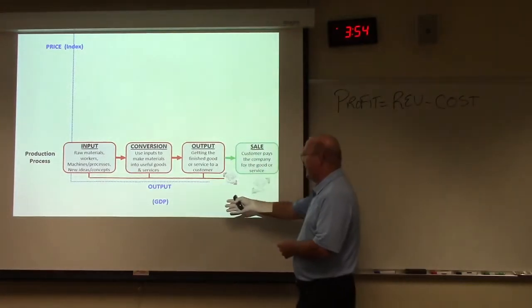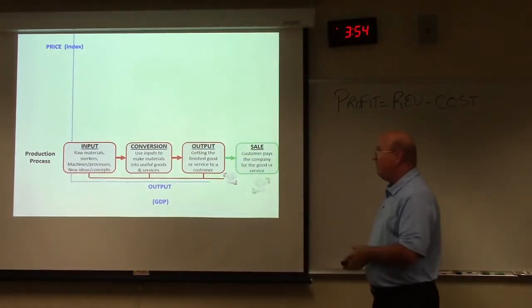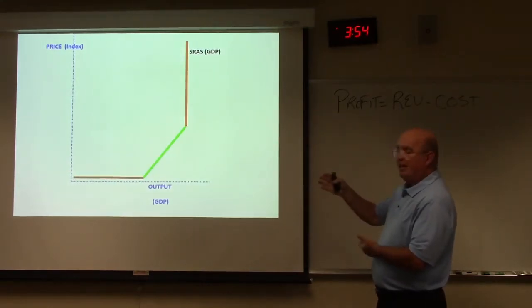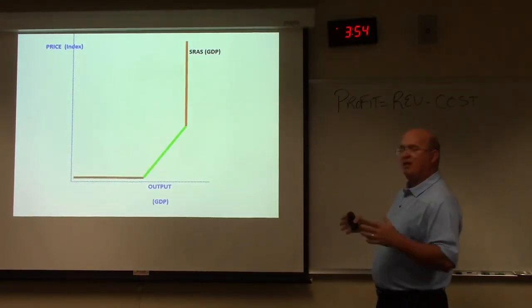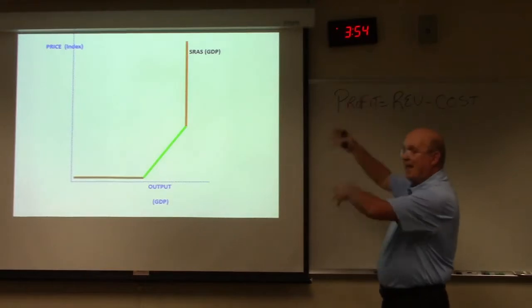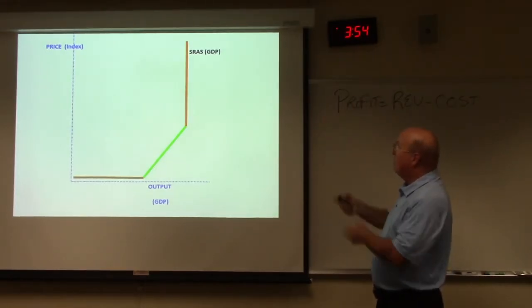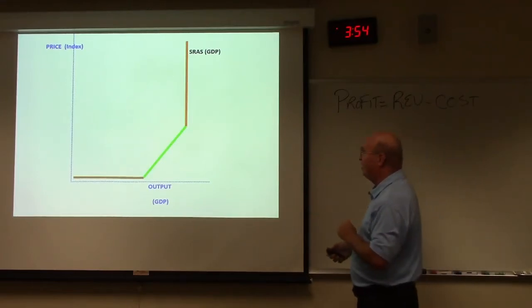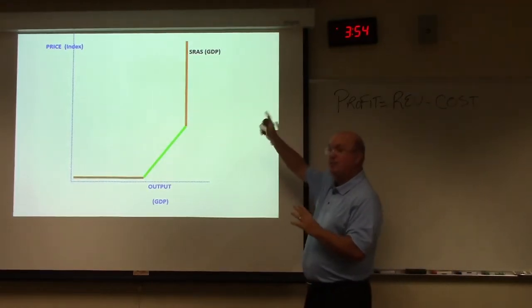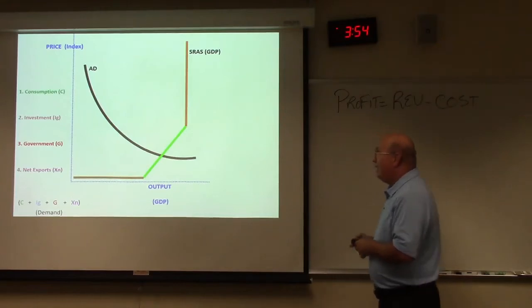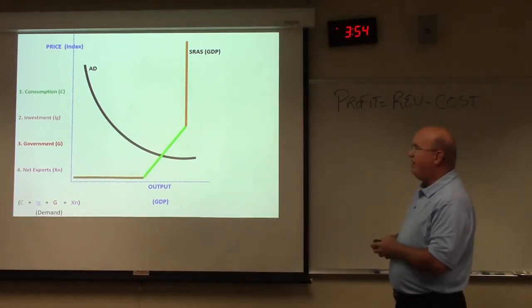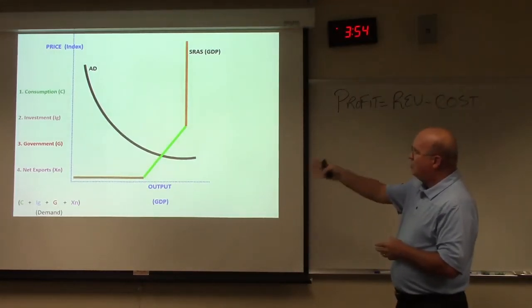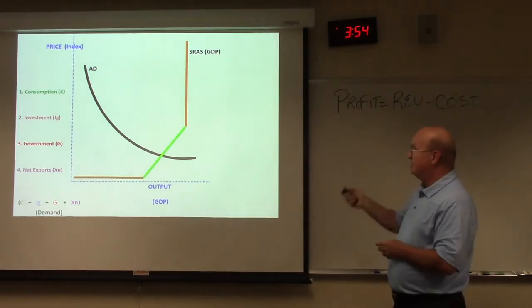Here's our output right here. We're still looking right at this, and it doesn't look this way in the book, but if you read it, the book talks about it this way. We have 3 sections, and this is what we call the short-range aggregate supply curve. Remember, it's GDP. This is the supply side. Now, we got the demand side in there, and it will cross one of those 3 sections.